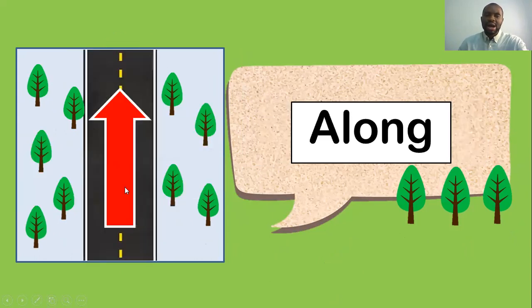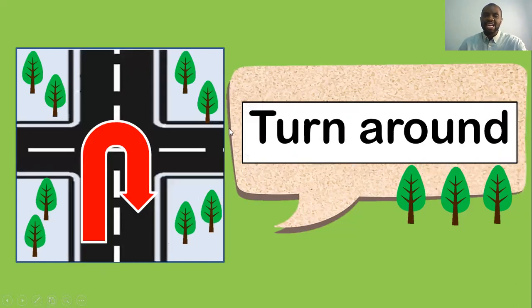Along, I drive along the road. I can see trees, five trees on my left. One, two, three, four, five. Four trees on my right. One, two, three, four. I drive along the road. Okay. Turn around. Maybe I'm lost. I drive, and I turn around. It could be a U-turn. U-turn, turn around. Okay, you turn around.